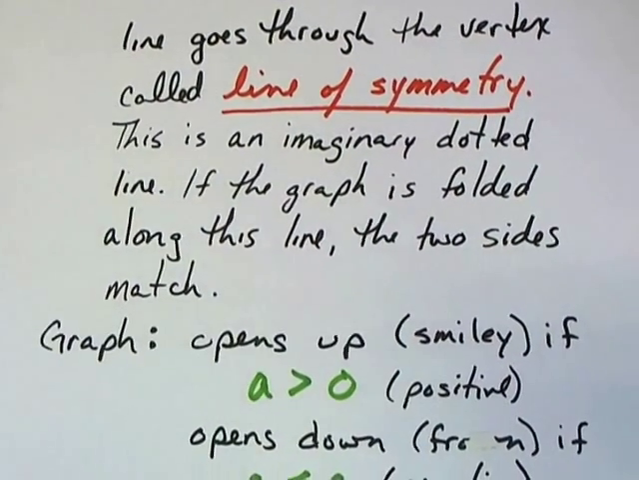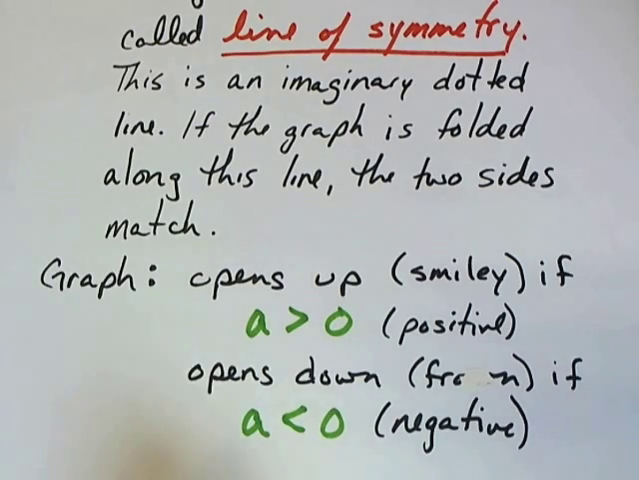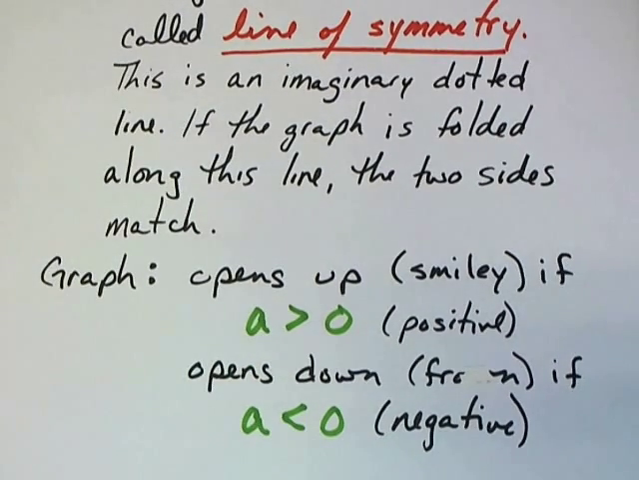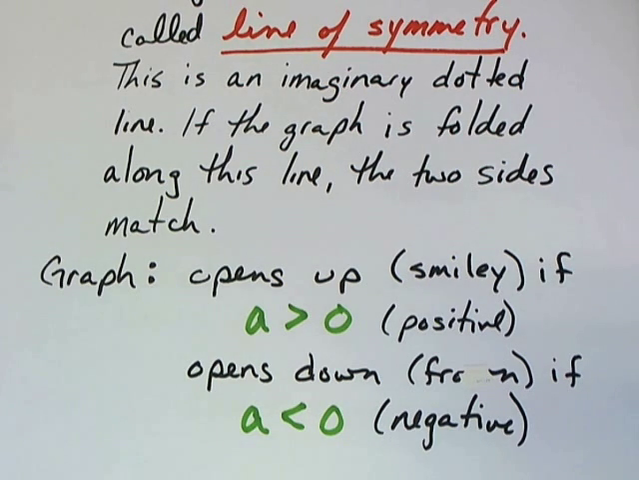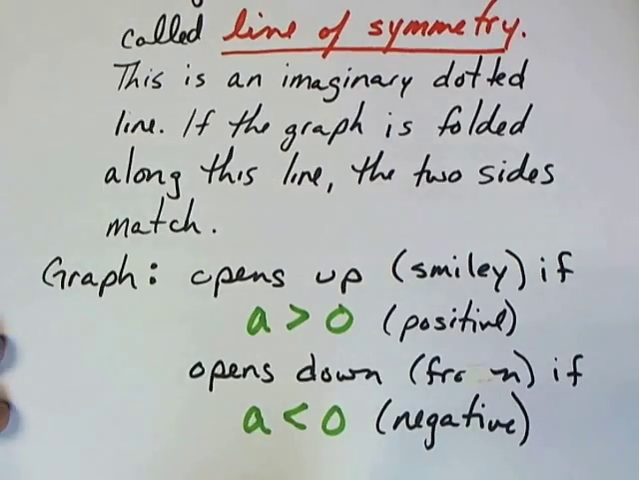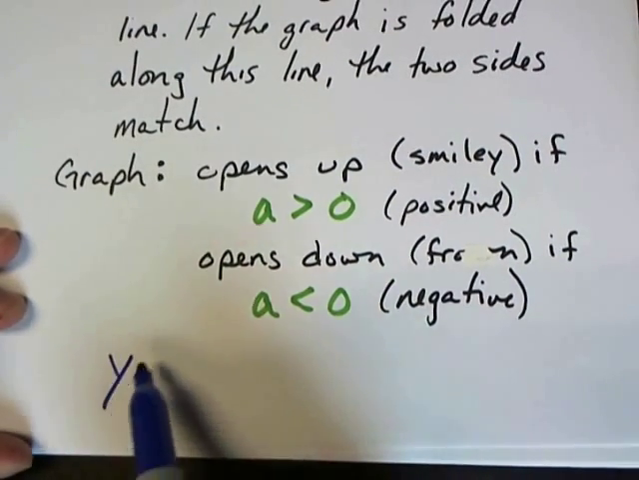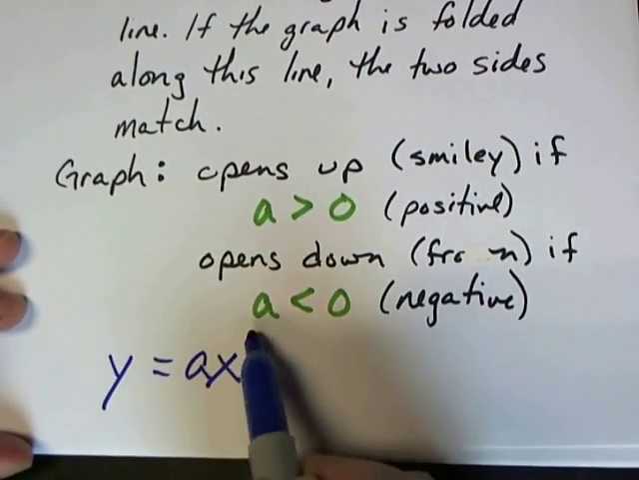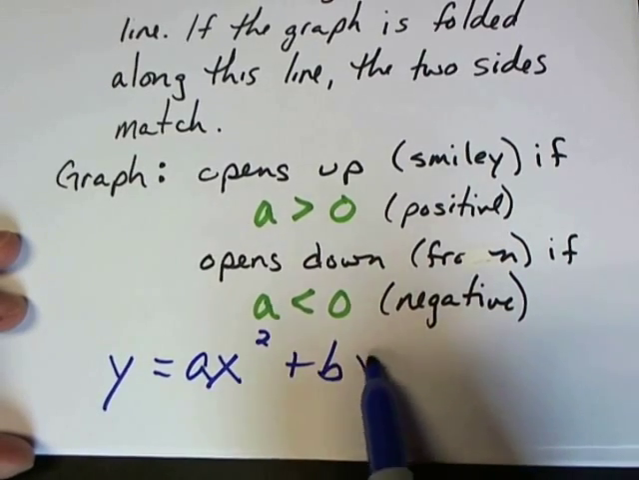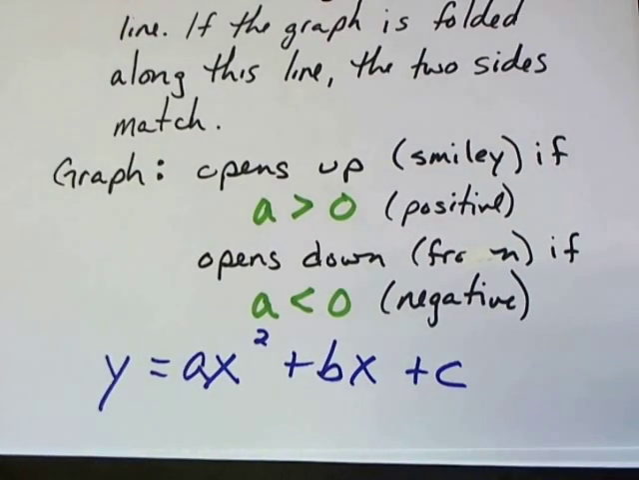Okay. We know the graph opens up because the a value is greater than 0, or positive. Now, what was a again? A is the number in front of x squared, because once again, we're in the form of y equals ax squared plus bx plus c. Officially, it's called the quadratic coefficient.